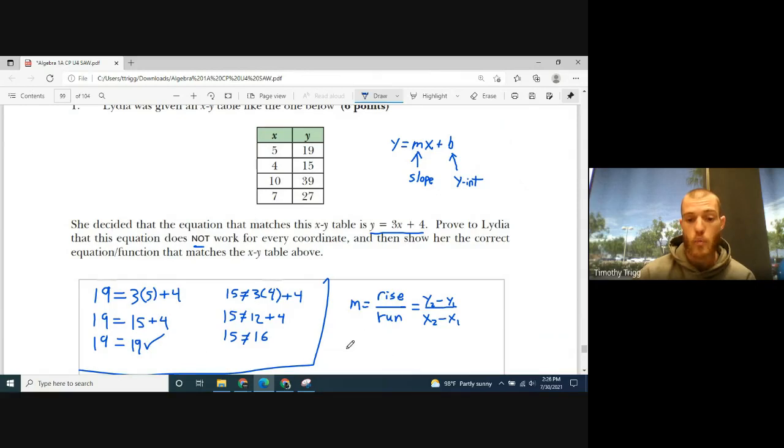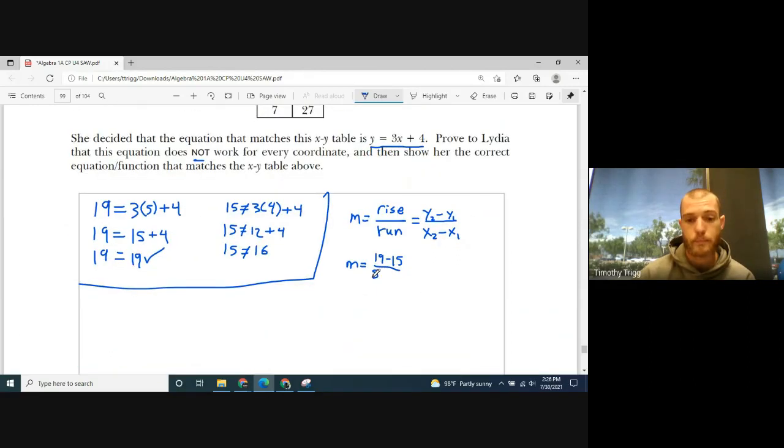So our slope in this case is going to be 19 minus 15 on top, subtracting the y values, over, and then you subtract the x values. So 19 minus 15, so 5 minus 4. And again, you could use any 2 points on that list. So this is 4 over 1, which gives us a slope of 4. Okay, so our correct slope should be a slope of 4.